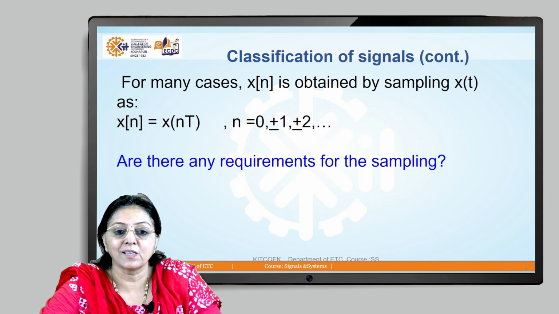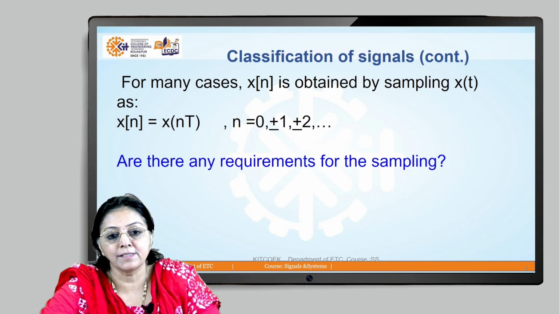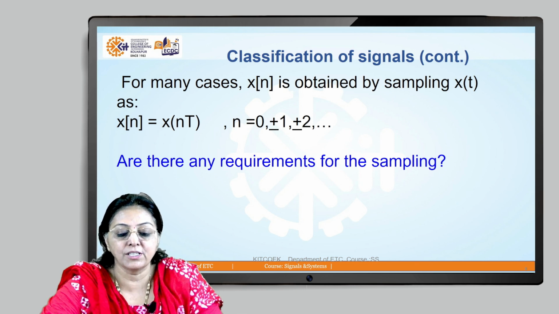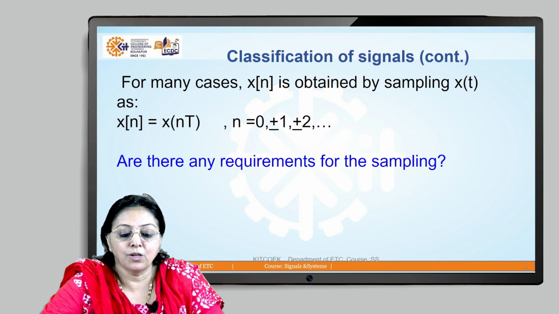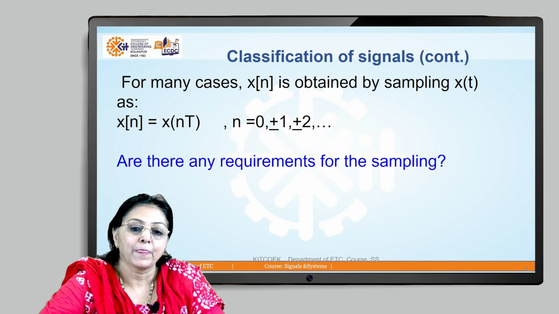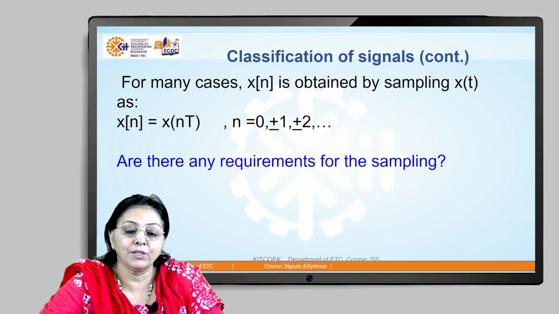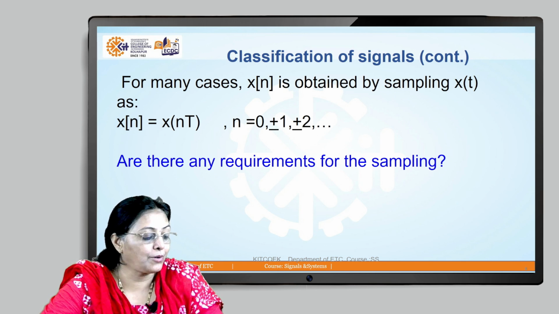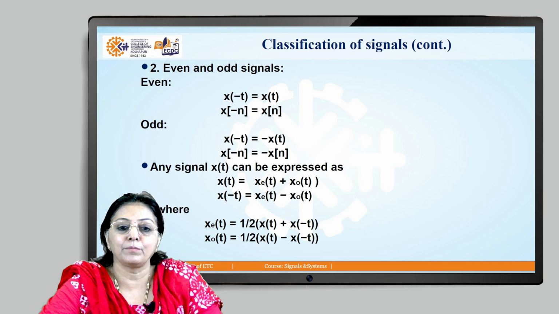So x of n is x of nT, where n varies over 0, plus or minus 1, plus or minus 2, up to plus or minus infinity, at equal distance between the two samples. It is not like the 0th location, then the 2nd location, then the 4th location, but the duration between the two samples should be uniform from minus infinity to plus infinity. Therefore, we generally say that it is related to sampling.